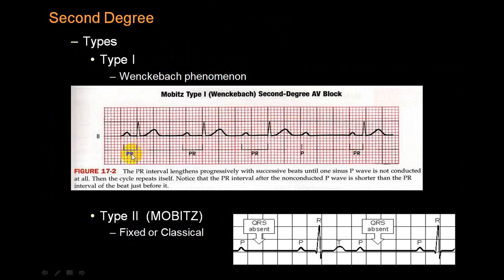Now you can see here, this is a PR interval. Now this is further increased, and then this is not transmitted. Classical Wenckebach, or we call Mobitz type 1. You can see PR interval. Now this P wave is not transmitted, no QRS complex. So for these two P waves, there is one QRS complex. We'll call this Mobitz type 2, or we call 2:1 fixed block. Fixed block, or classical Mobitz type 2.